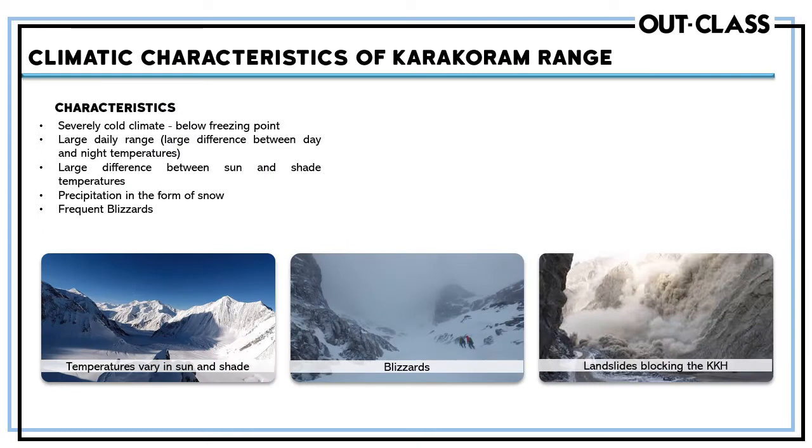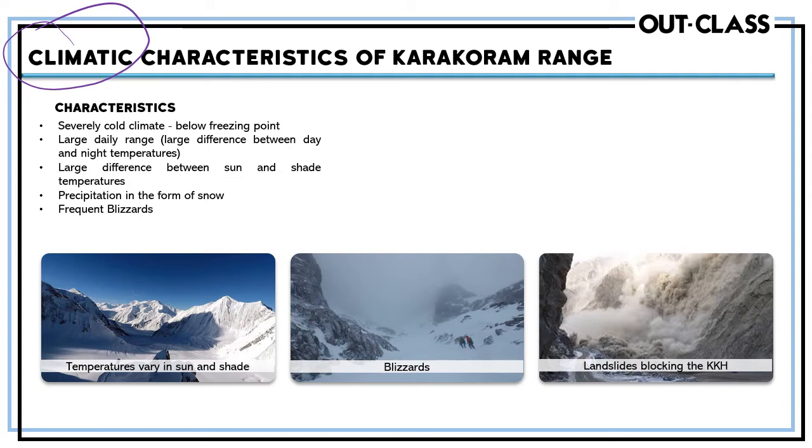Now, climatic characteristics. While we are talking about the topography, you will be able to understand a lot of things if you understand the placement of these. So the climatic characteristics of these regions, the Karakoram range, as well as the further ranges we'll be reading about, are more or less similar, which include a very severe cold climate, way below freezing point. And then the daily change in the weather is drastic, from blizzards at one moment to snowfall at another, and then suddenly it becomes sunny as well.